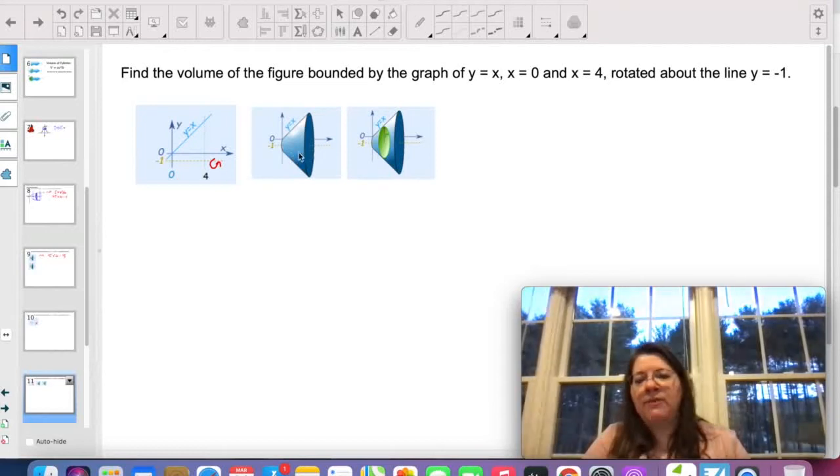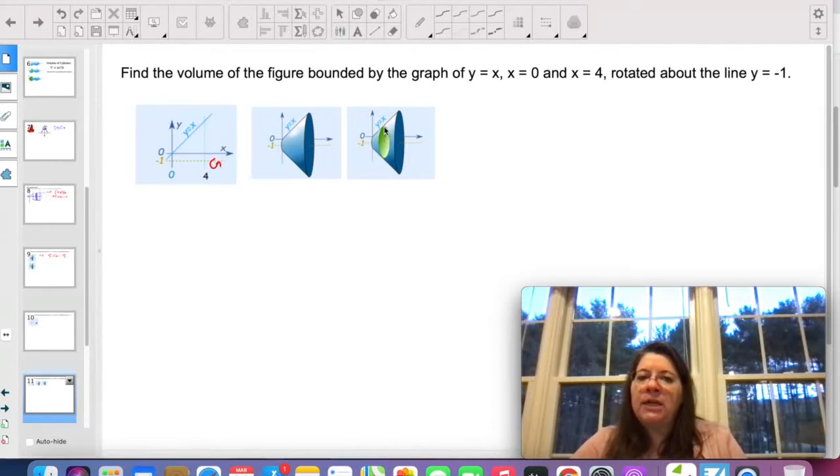Notice we still have something that's shaped like a cone, but it looks like the edge of the cone has been sliced off, because remember, if it kept going, the cone shape would be right here. But they wanted us to cut it off from 0 to 4. So now our shape looks like a cone that has its point cut off. So that's what this is going to be. So my radius now has to go from the function y equals x down to the -1 line.